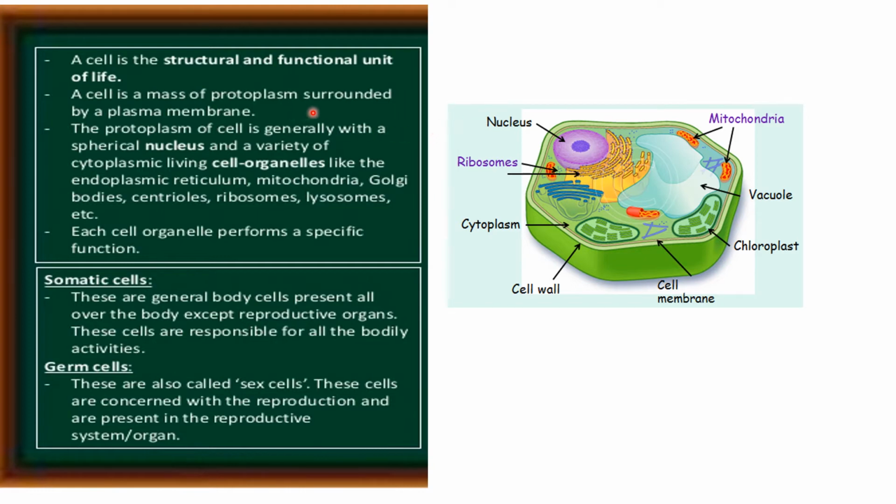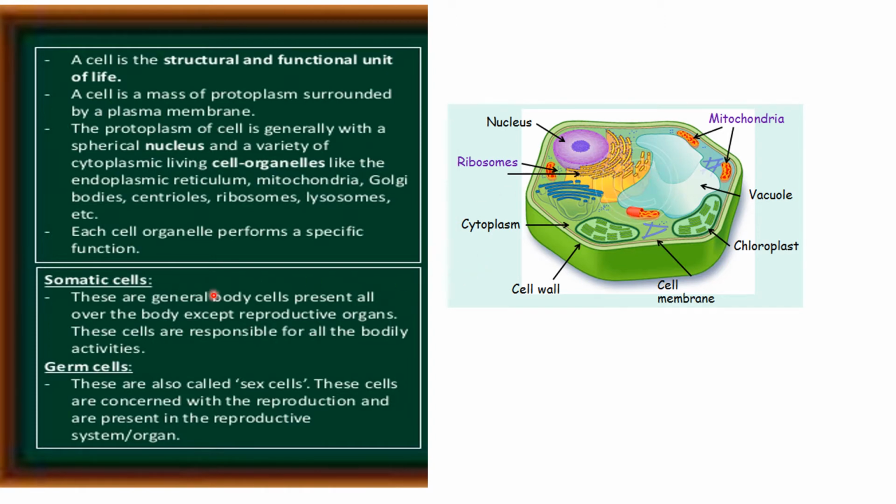So we studied that cell is a structural and functional unit of life. It is made up of cell wall, cell membrane, cytoplasm and nucleus. Cytoplasm contains various organelles like mitochondria, vacuoles, chloroplast which is present in plastids, ribosomes, etc. And each of them has a specific function.